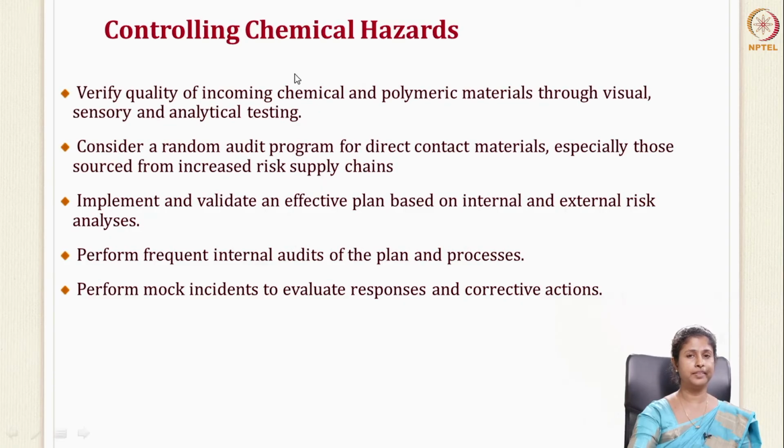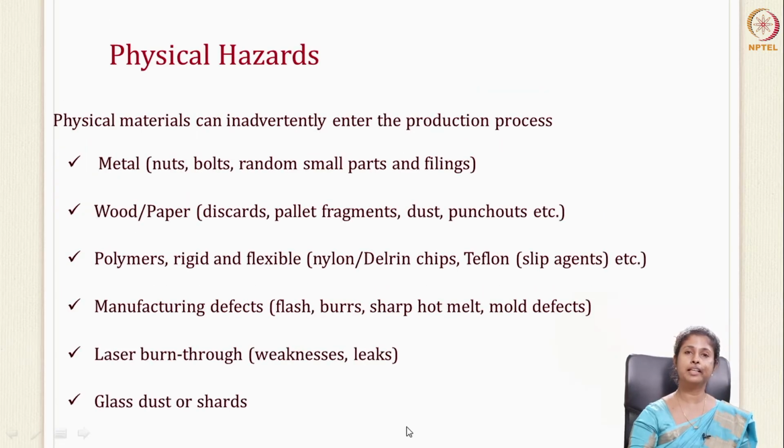How do we control them? Again, very similar to your biological hazard control. You verify the incoming chemicals and materials through analytical means, visual means, sensory. You consider an audit system, which is important. Internal and external audits at regular intervals will actually help to train the personnel working in this area. Implement and validate an effective plan for any internal or external risk that might happen. So if you do a mock drill of such incidents, people are aware and well prepared in case of such chemical hazards.